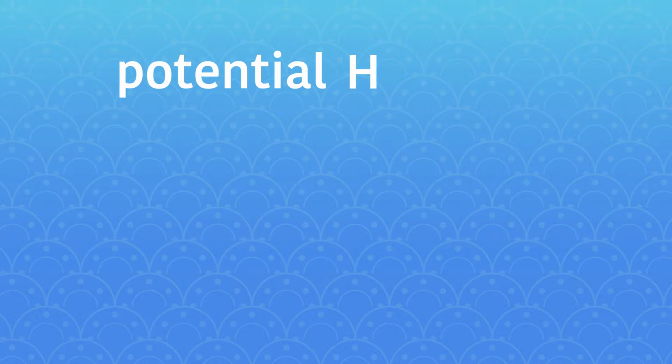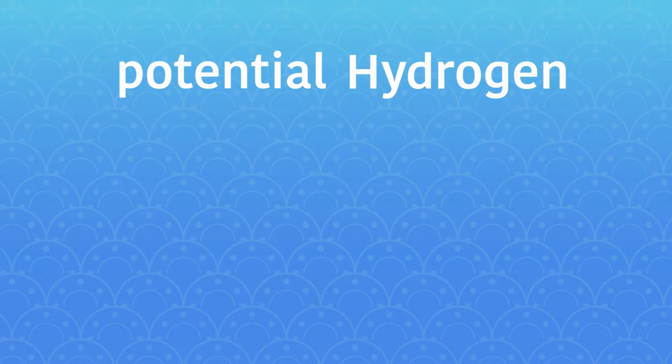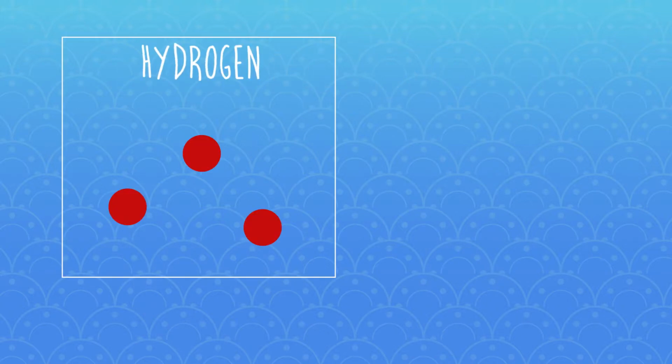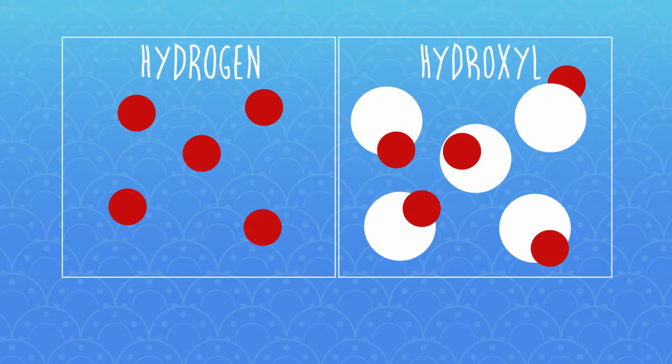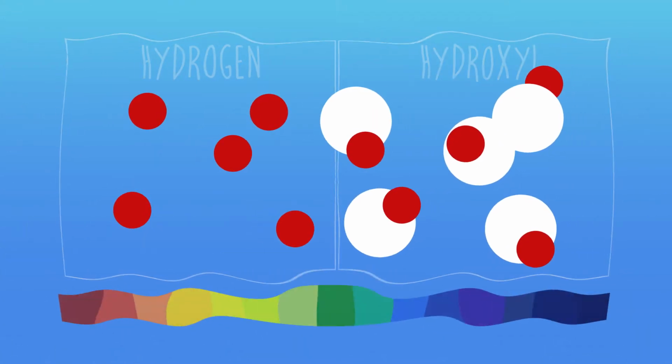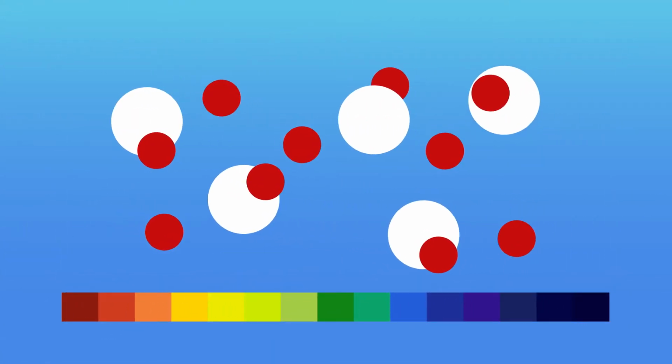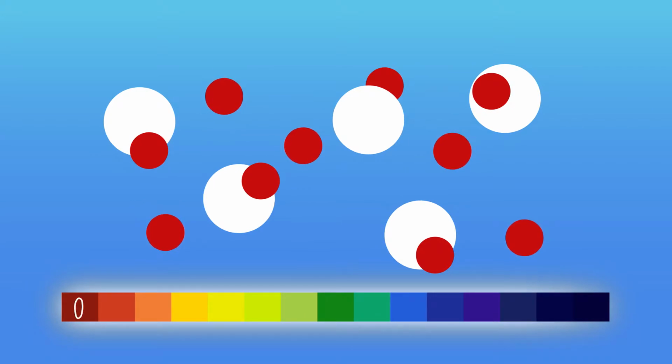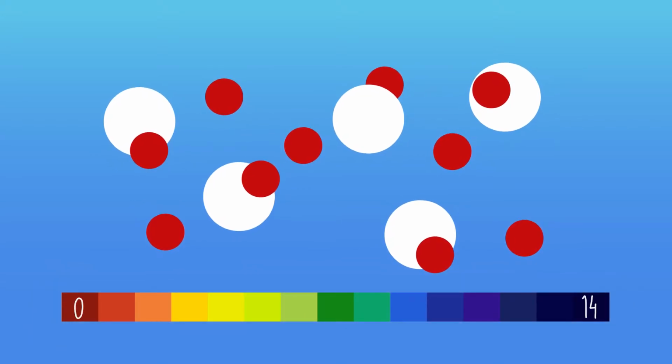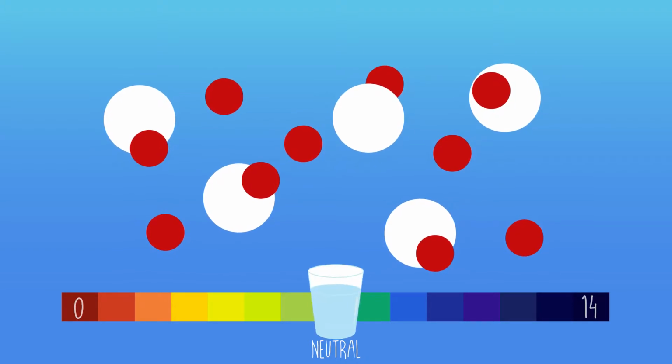pH is short for potential hydrogen because it measures the ratio of free hydrogen ions to free hydroxyl ions in a liquid. The pH scale ranges from 0 to 14. When the number of hydrogen ions equals the number of hydroxyl ions in a liquid, that liquid has a neutral pH of 7. Pure water has a pH of 7.